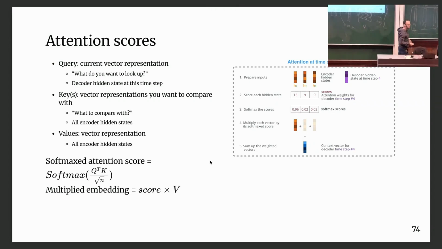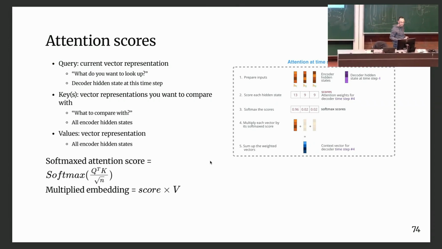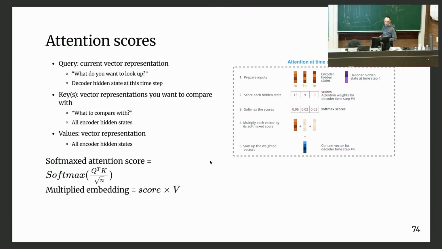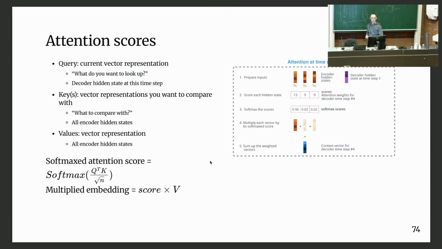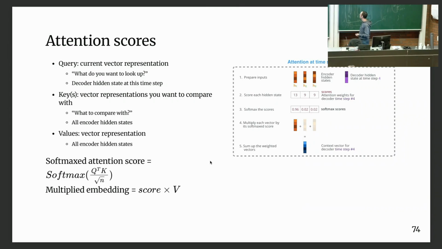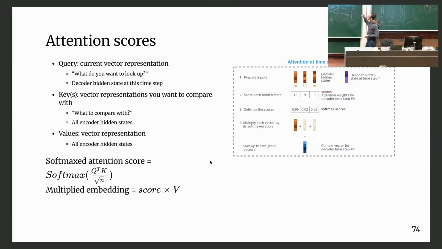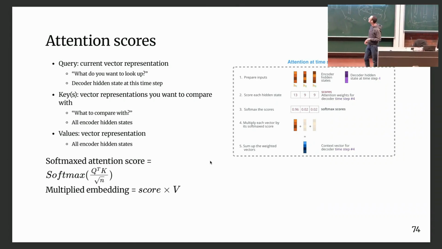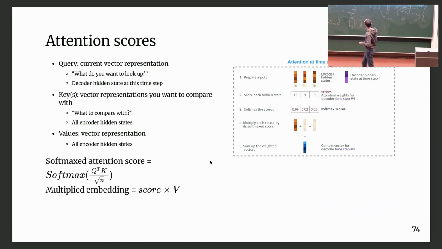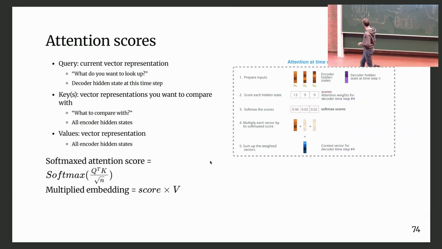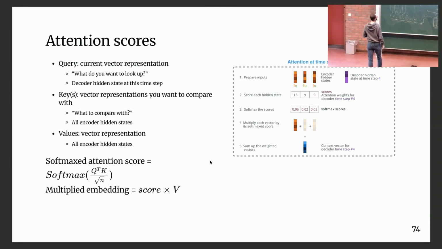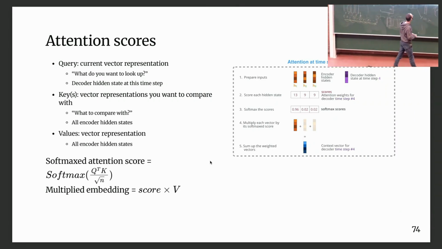So if I look at what are the keys and the queries and the values here, the query is, what do you want to look up? That's the purple thing, the decoder hidden state at this time step. What do you want to match this purple thing with? Well, the orange things. So the keys are all the vector representations that my encoder has produced, all the encoder hidden states.